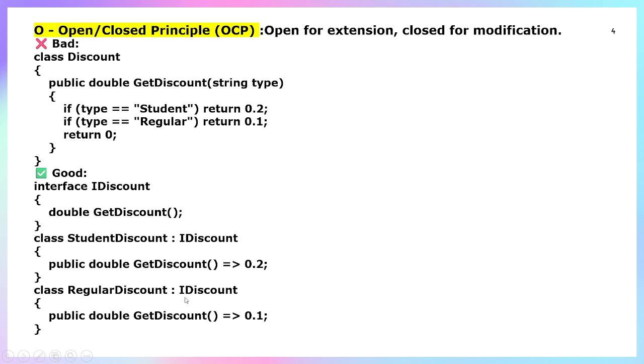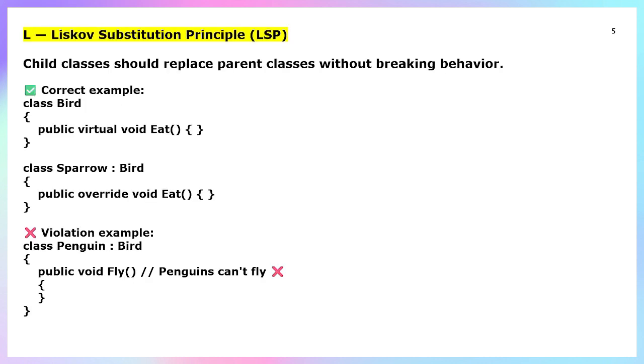It returns 20%. For RegularDiscount, we are also inheriting IDiscount, so a regular discount is 10%. I will also explain with good examples later in my slides, so keep watching. Liskov Substitution principle.